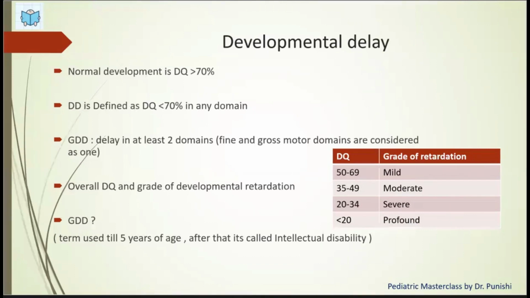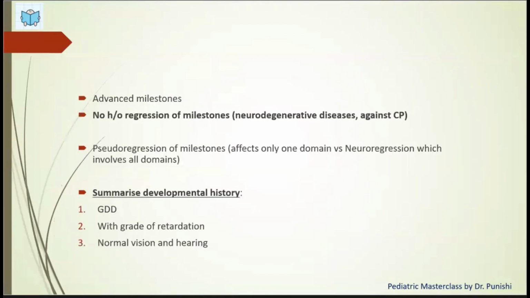Another important history to ask for, in terms of milestones, is whether the child has any advanced milestones. Let's take an example of handedness. Handedness usually appears after 2 years of age. But in CP, let's say maybe hemiplegic CP, the child develops handedness as early as, say, 1 year. So the child has developed milestones earlier than he should have. That is called advanced milestones, which is a red flag and points to some kind of developmental abnormality.